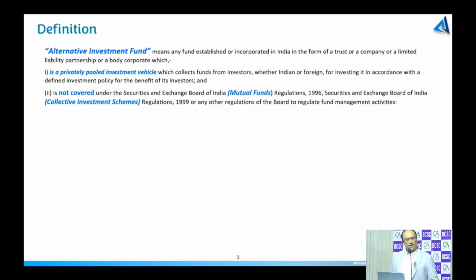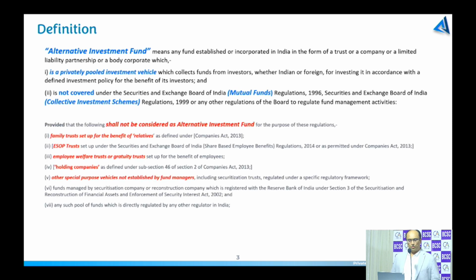So to start with, to define AIF, this is the same definition that has been there in your AIF regulations of SEBI. A SEBI Alternative Investment Fund is a privately pooled investment vehicle where you pool money from investors, whether Indian or foreign, for a specific investment purpose. It is what it does not cover. This is not mutual fund. So anything that is regulated under mutual fund regulations is not AIF. Anything that is regulated under collective investment scheme of SEBI is also not AIF. So any asset class which is pooling money other than mutual fund and CIS qualifies as AIF.